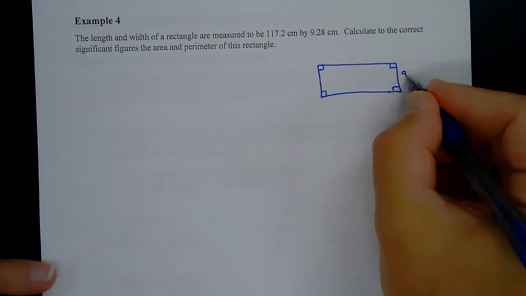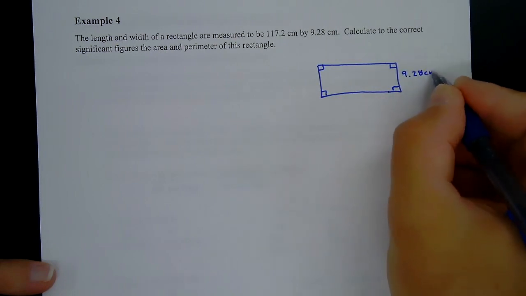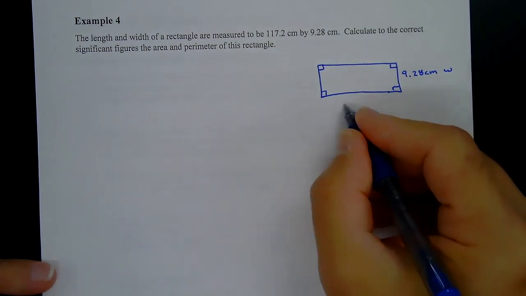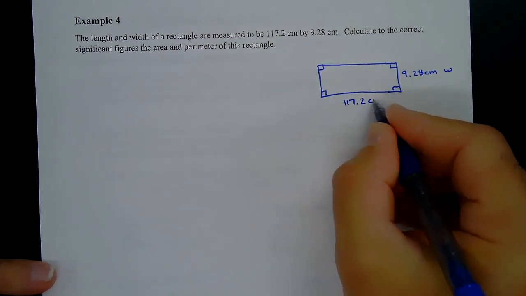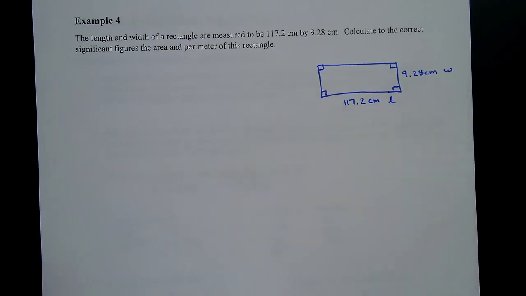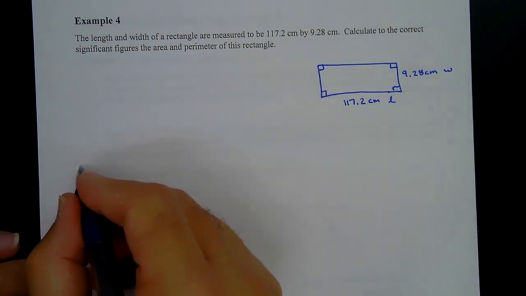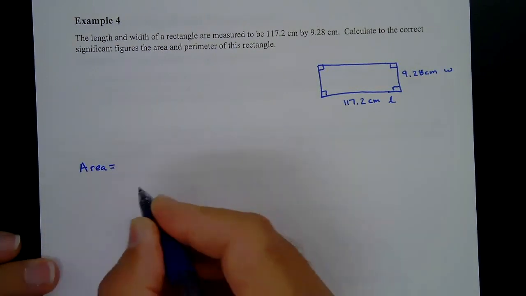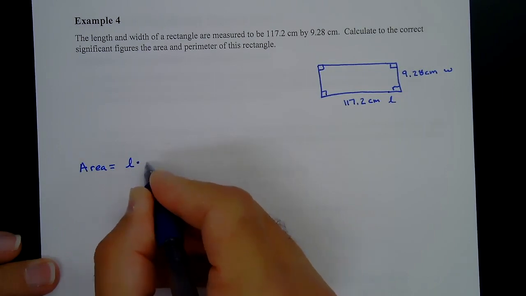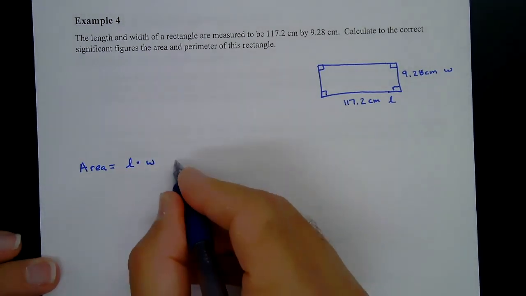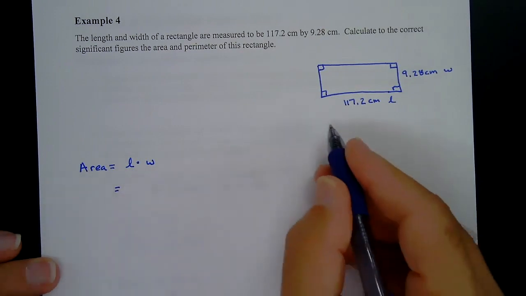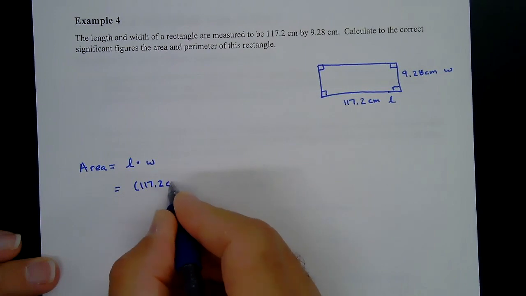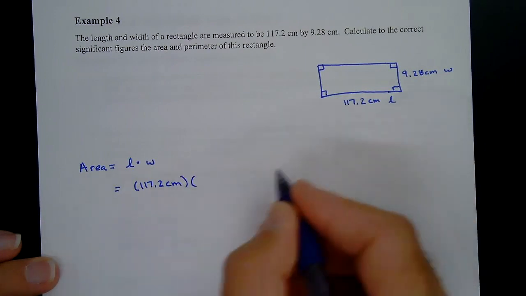So I would label this one 9.28 centimeters, and I would call that one my width. And then this one is 117.2, and that would be my length. I would call that one length, all right? And we should know that the area formula is length times width. Okay, so that would mean our length is 117.2, and our width is 9.28.